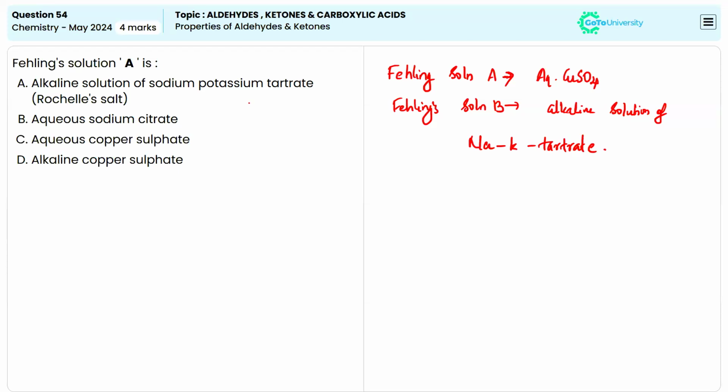Okay, so now let us see the options. The first option is Fehling's solution A is an alkaline solution of sodium potassium tartrate. This is not the correct answer, right? Now coming to the second one, aqueous sodium citrate. This is again incorrect. Aqueous copper sulfate is the correct answer, which is Fehling's solution A. Alkaline copper sulfate is also wrong. Okay, so Fehling's A is aqueous copper sulfate. Fehling's B is an alkaline solution of sodium potassium tartrate. So this is the answer for this first question.